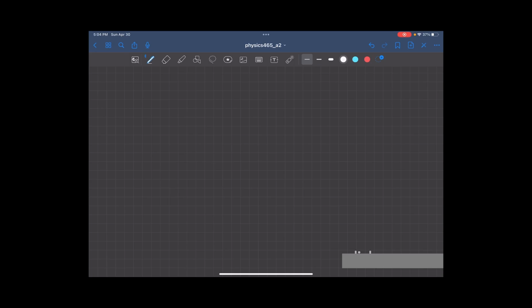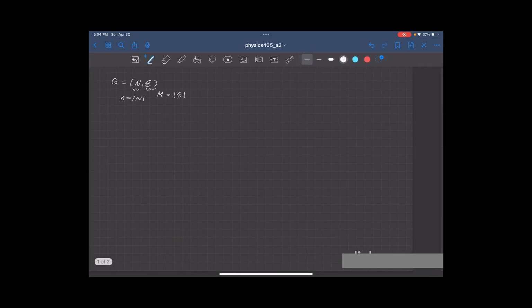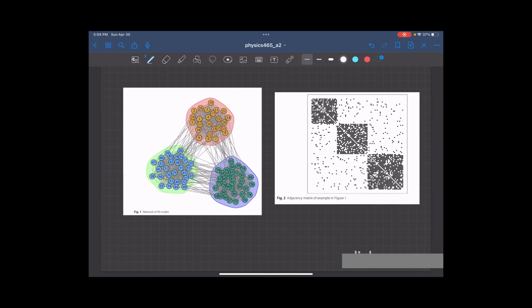To first introduce the terminology, we consider a graph G of N and epsilon, where N is a node set of size n, and epsilon is the edge list of size m, the magnitude of epsilon. In the example in figure 1, N can be denoted as 1, 2, up to 90, where n, the size of N, is 90, and m is 1,192. We call a pair of nodes a dyad.